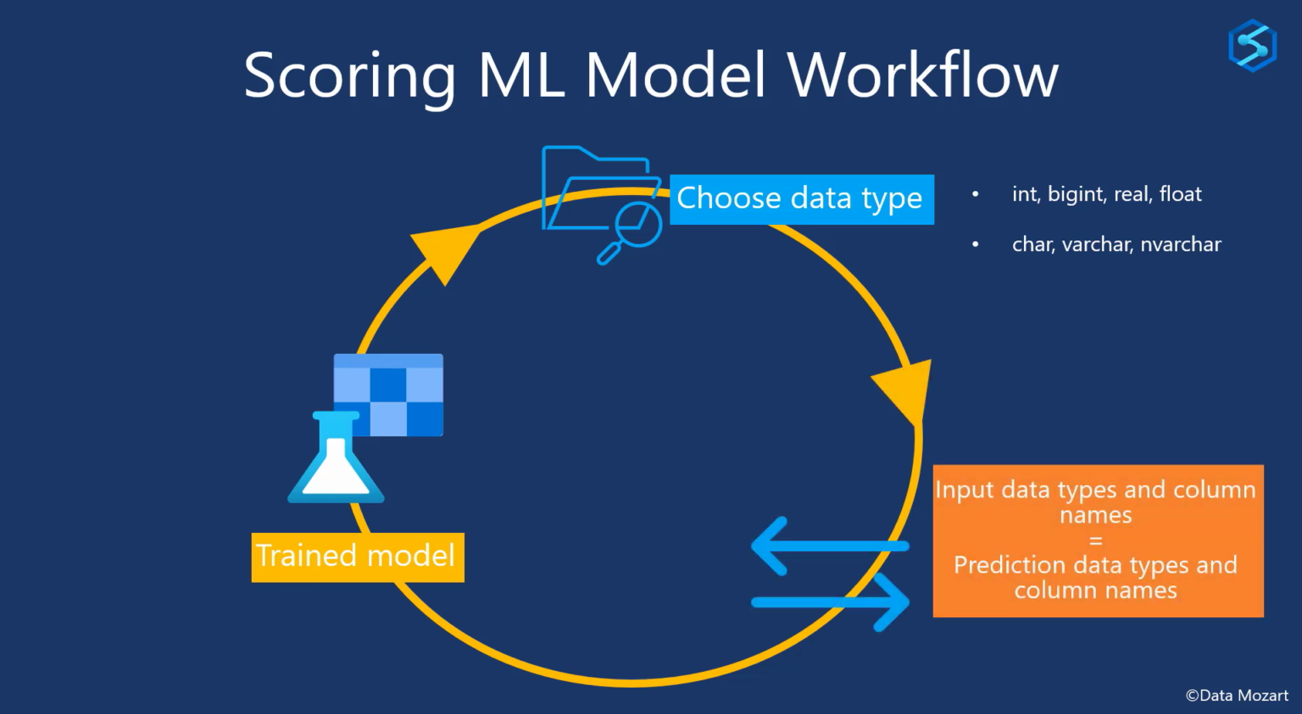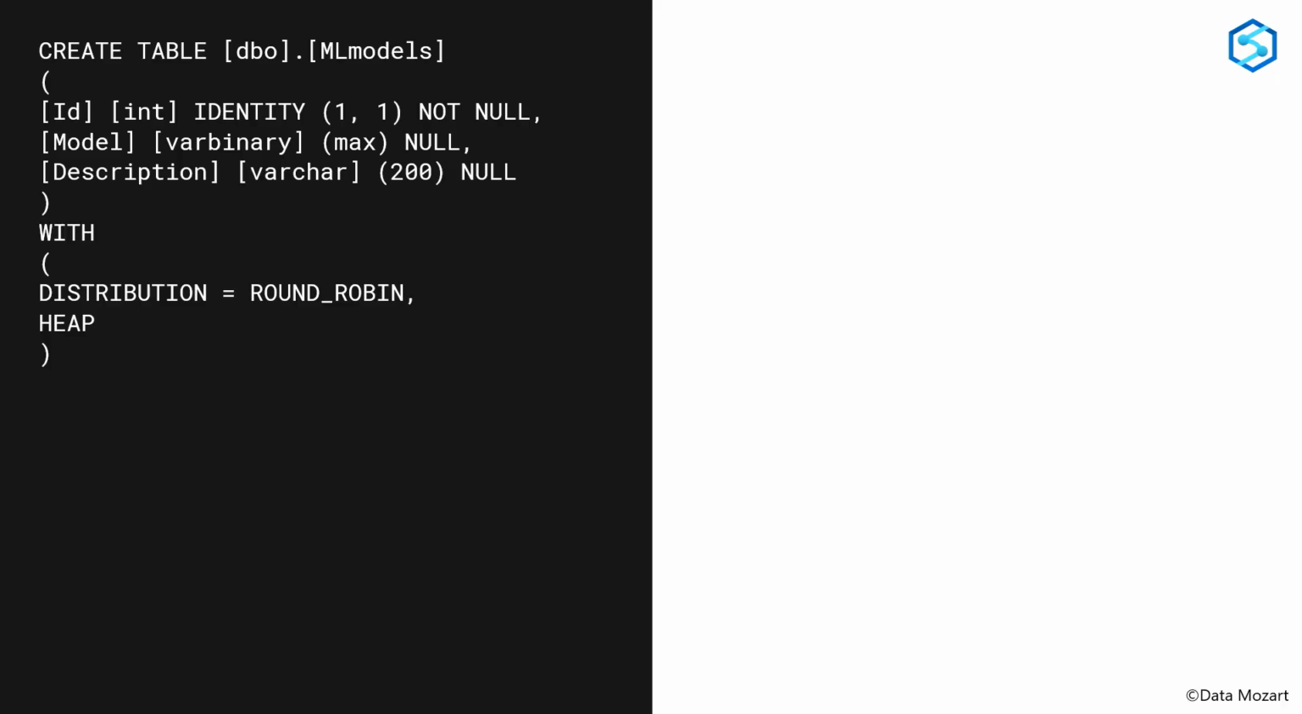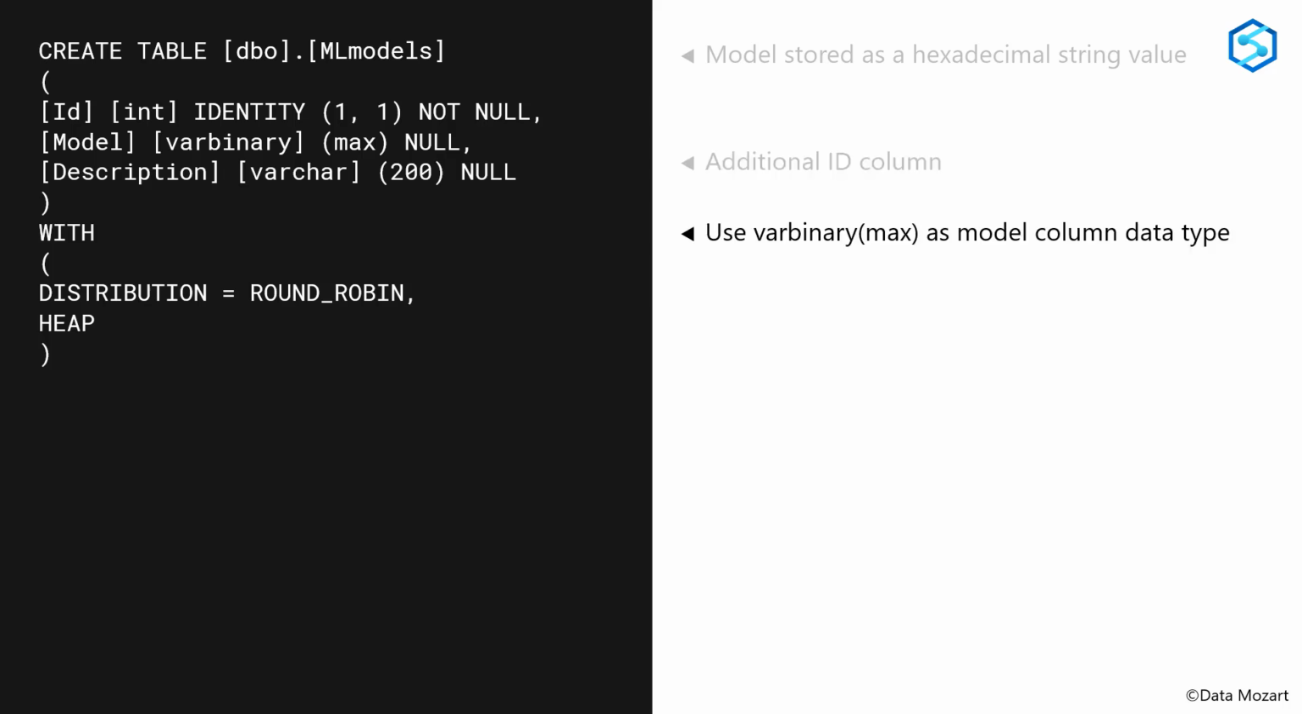Finally, make sure that input data types and names are corresponding to the data types and column names of the new prediction data. Once you load the model into the dedicated SQL pool, it's stored as a hexadecimal string value. You may expand the model data with additional columns, for example ID or description, but you should use varbinary(max) as the data type of the model column.